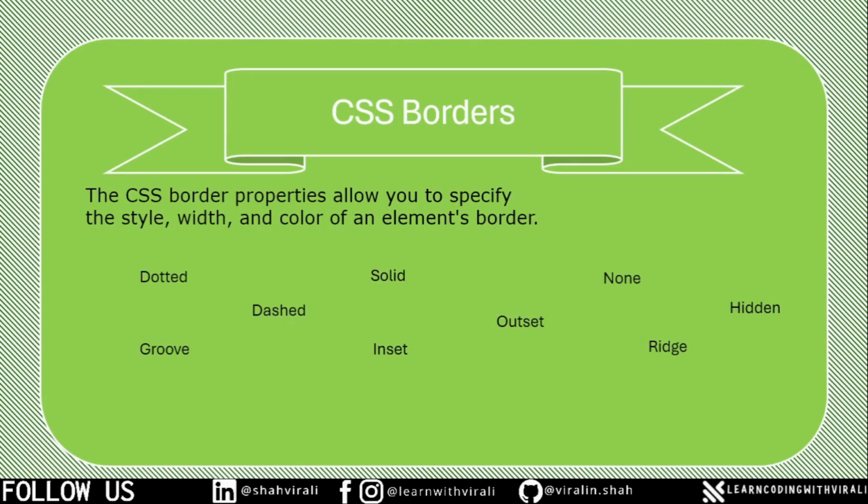In episode 8 of Introduction to CSS, we'll understand how to give fancy borders to our web pages. So let's get started. The CSS Border Properties allow you to specify the style, width and color of an element's border. There can be multiple different types of borders like dotted borders, dashed borders, solid borders, double borders, groove, inset, outset, no borders as in none, ridge borders or hidden borders.